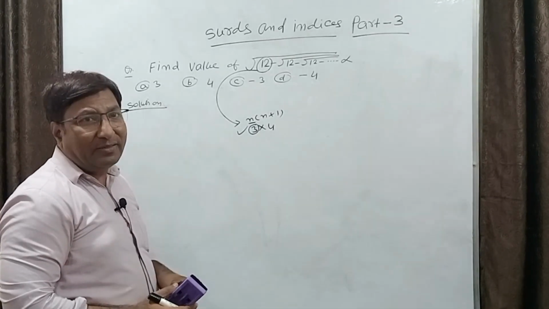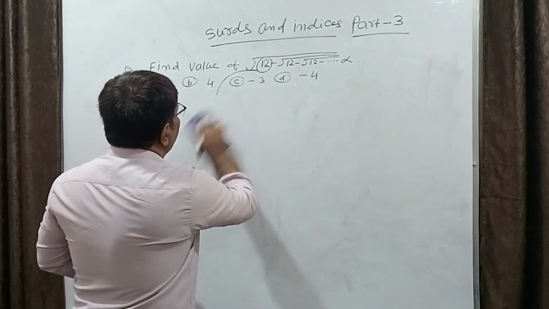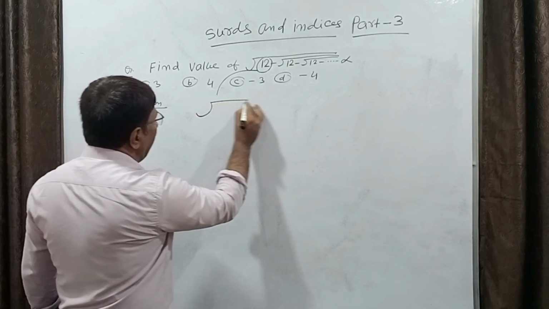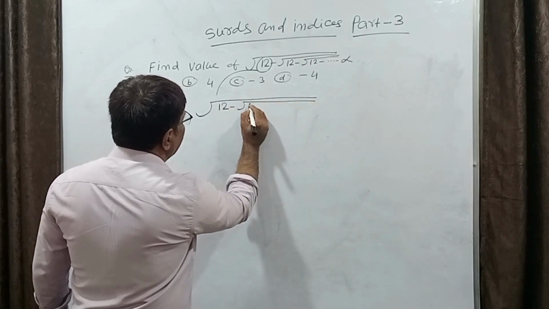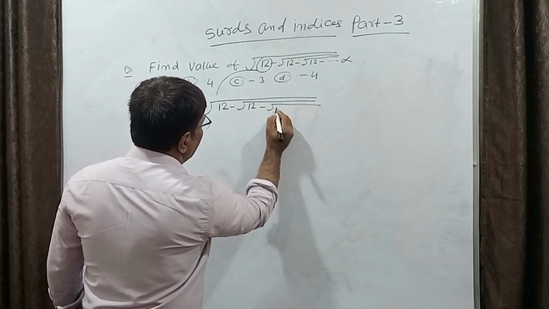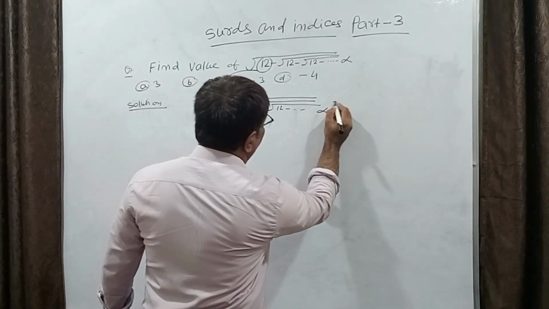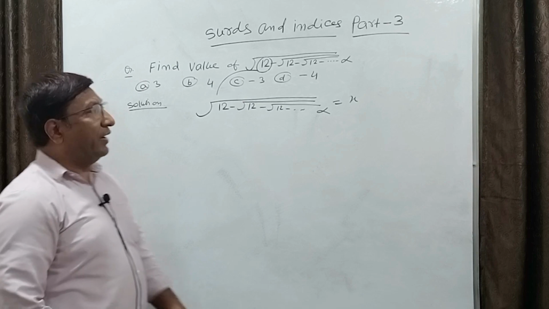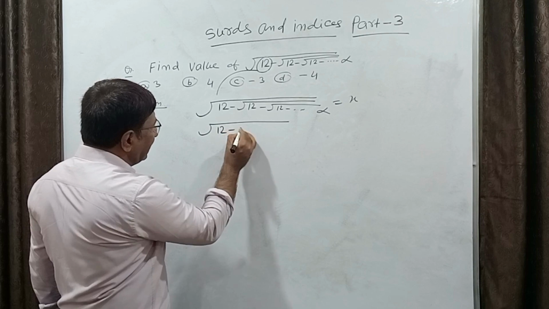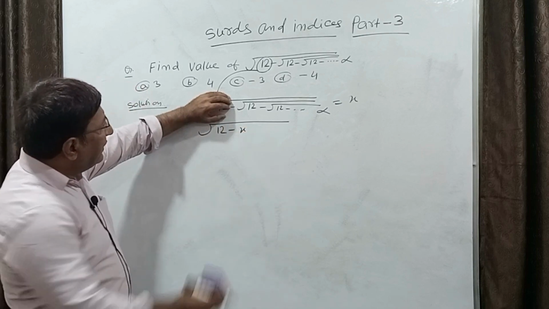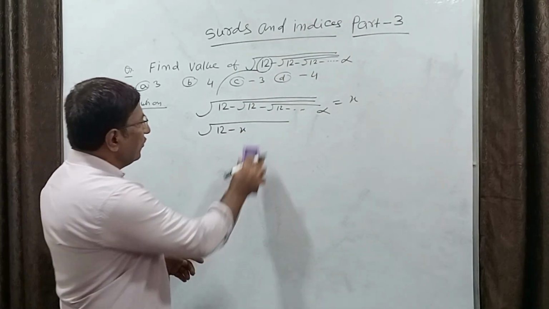Now I am solving this question by the basic concept. Here we have to find the square root of 12, again root of 12, again root of 12, and this goes up to infinity. Suppose this whole equals X. So we have to find the value of x. Here we can write this as the square root of 12 minus x, because when you leave this part you will find this number is the same as the whole number. So this is x.